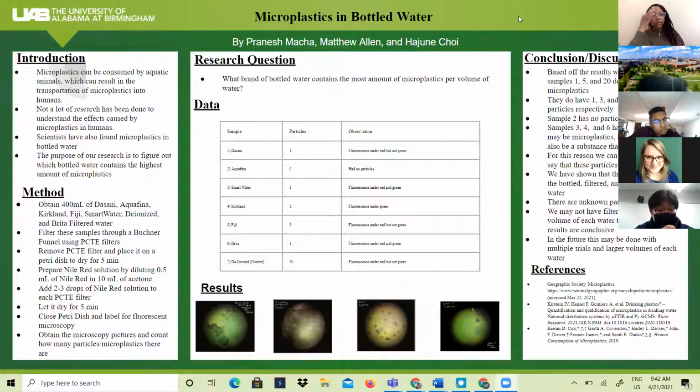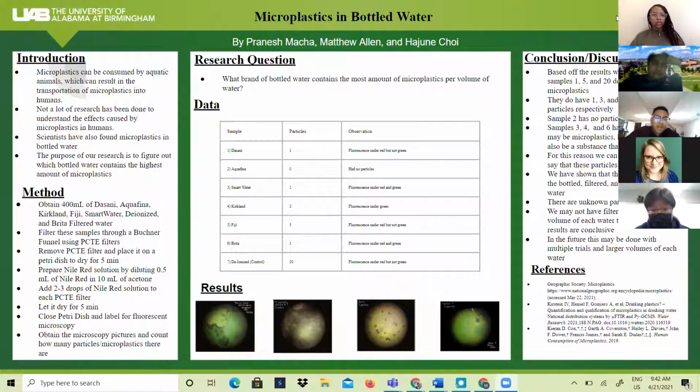Once it dried, we added 2 to 3 drops of Nile red onto these PCTE filters, and we let it dry for another 5 minutes. Then we closed up the petri dish, labeled it, and handed it to our TAs so that they could put it under the fluorescence microscope. We obtained the microscopy pictures, and then we decided to count how many particles slash microplastics there were.